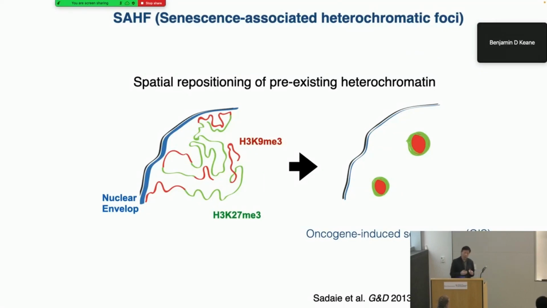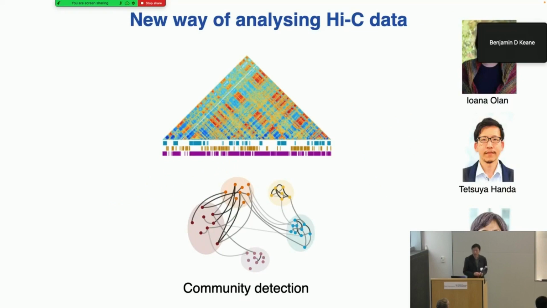So the subformation is the spatial repositioning of pre-existing heterochromatin. Heterochromatin spreading happens in the embryo, but this is the somatic example of how the next layer of heterochromatinization forms. But now, going back to the Hi-C analysis, this is the typical way, top, right?